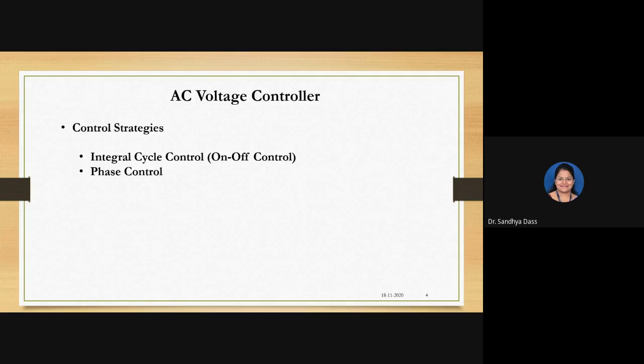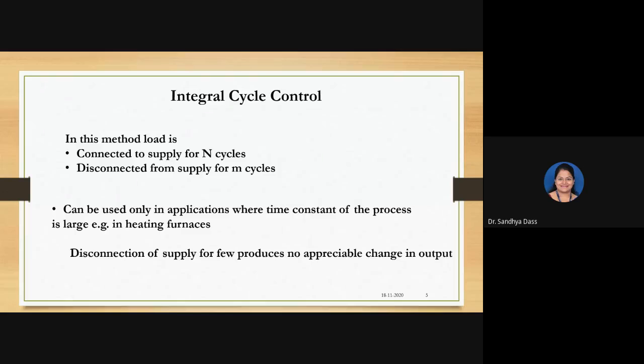In on-off control, the thyristor switches connect the load to the AC source for a few cycles of the input voltage and then disconnect it for another few cycles. Whereas in phase control, the time at which you fire the thyristor controls the AC voltage, because only that portion of the input is available at the output. We will discuss that later.